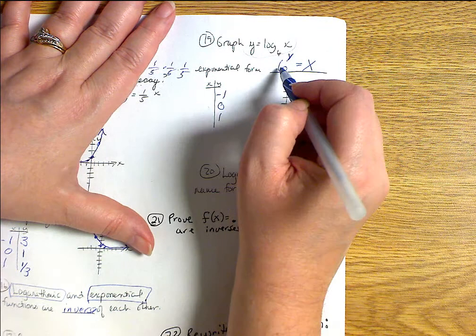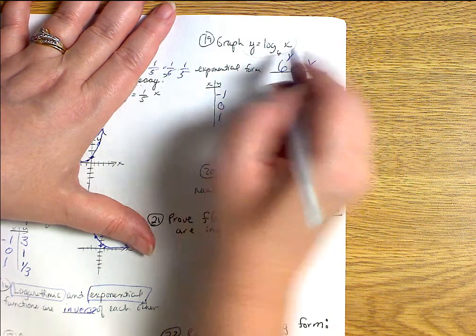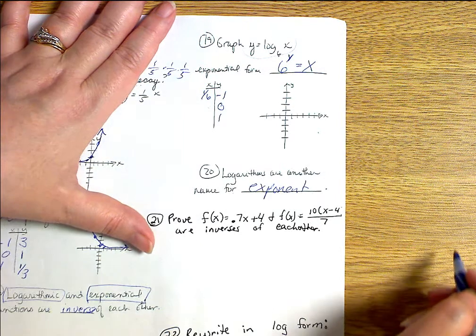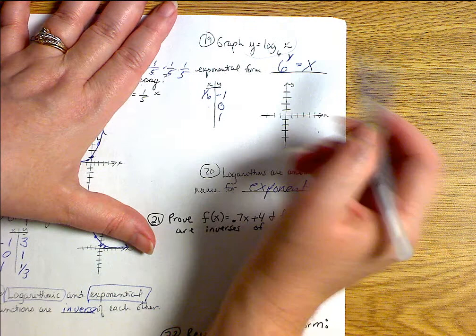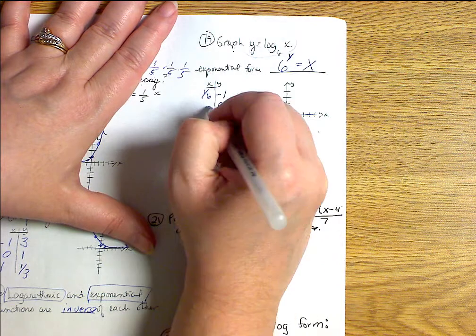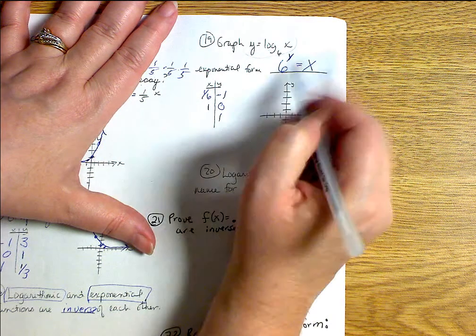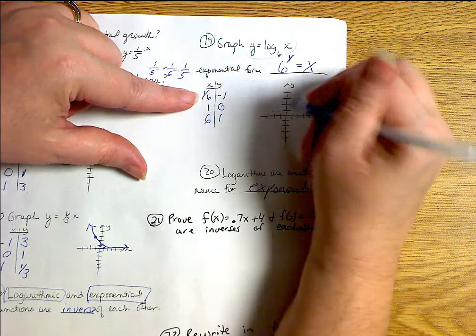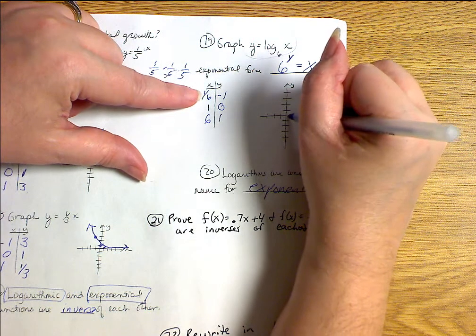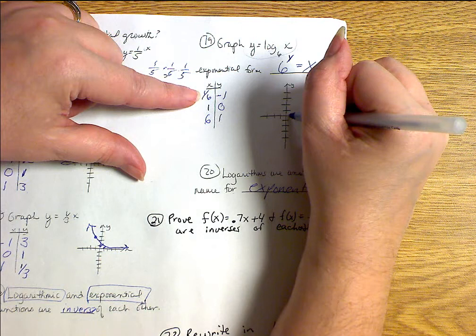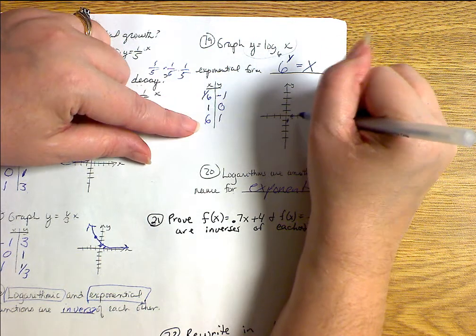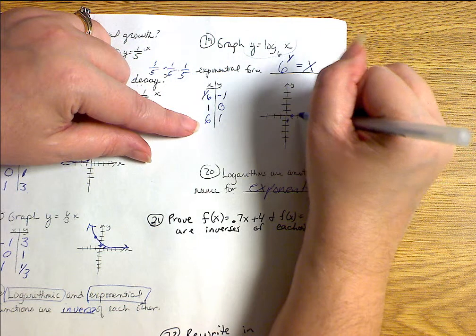6 to the -1 is 1/6. You can put that in your calculator to find out. But 6 to the 0 is 1. 6 to the 1 is 6. Then we'd plot those. So we have 1/6 there, negative 1, 1, 0, and then 6, 1.